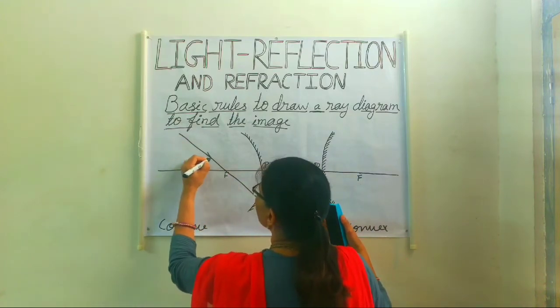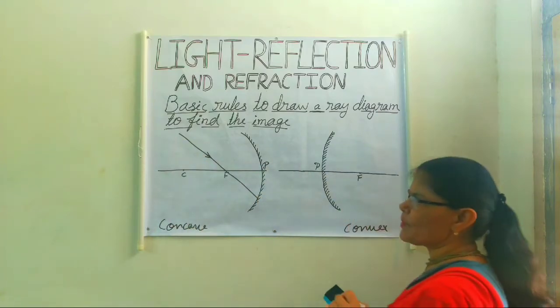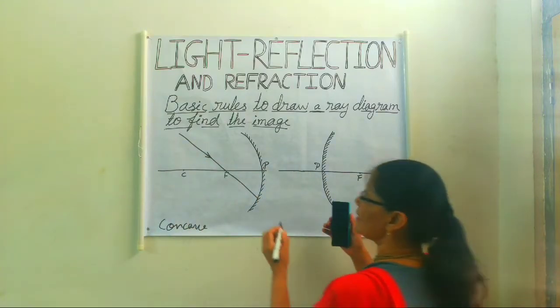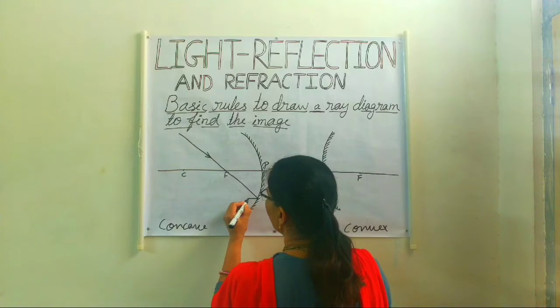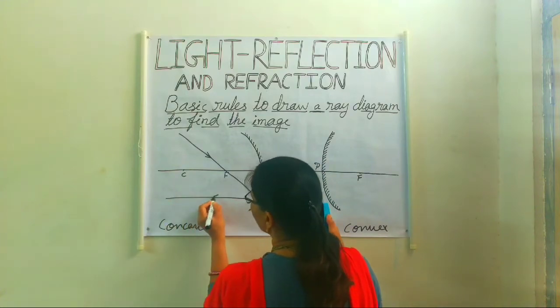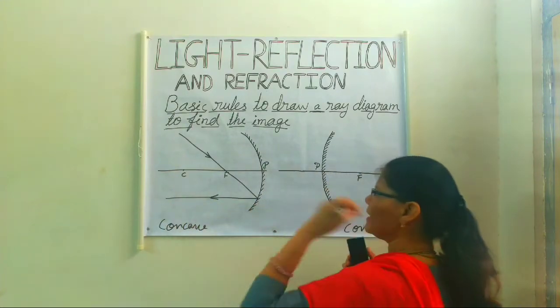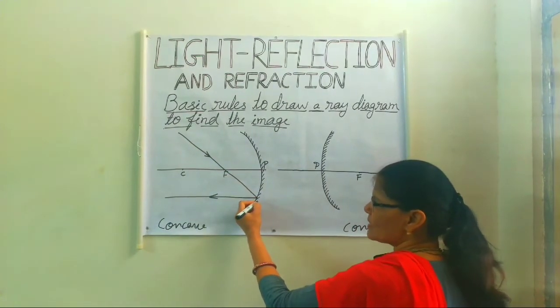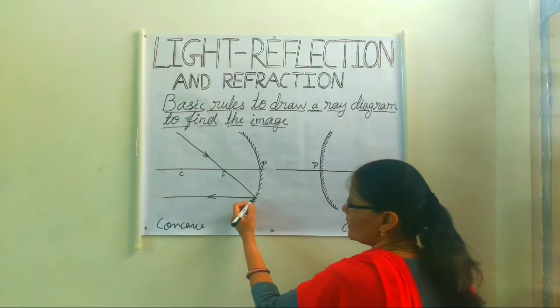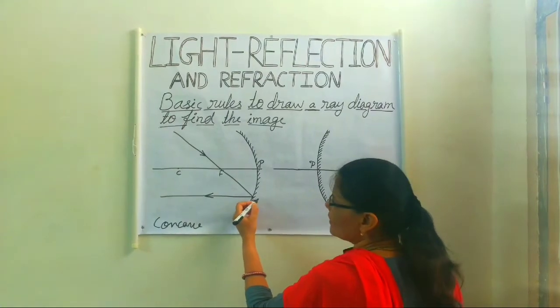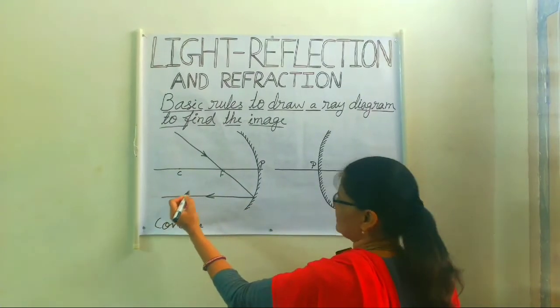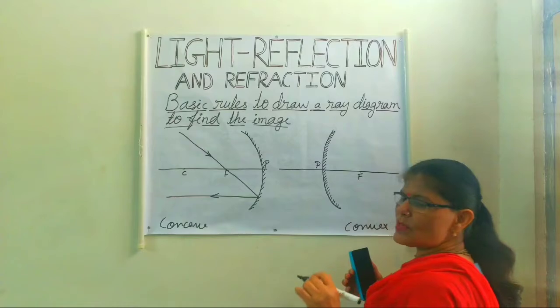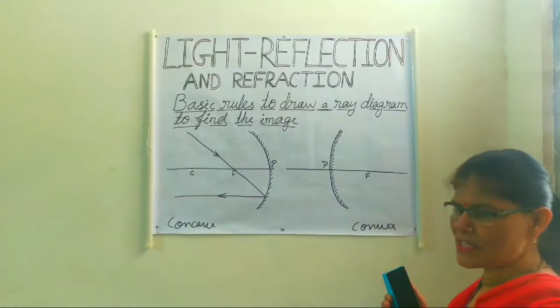This is our incident ray which passes through the focus, then the reflected ray will go parallel to the principal axis. If the incident ray passes through the principal focus, then the reflected ray will go parallel to the principal axis. Here also the law of reflection will be followed.